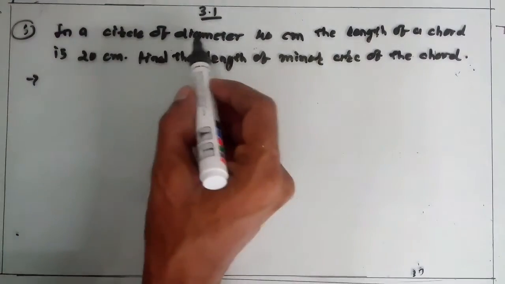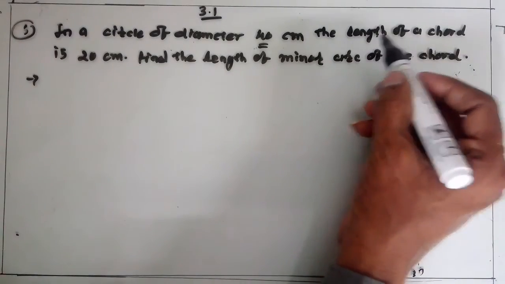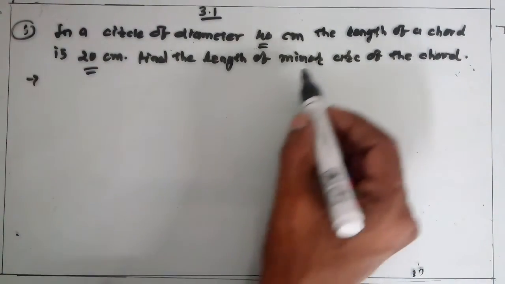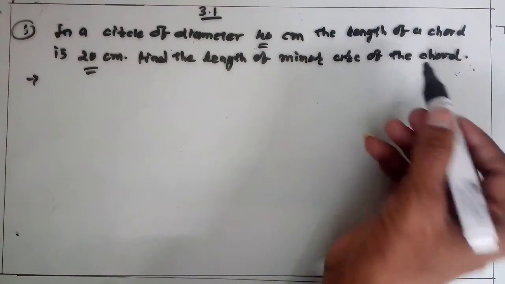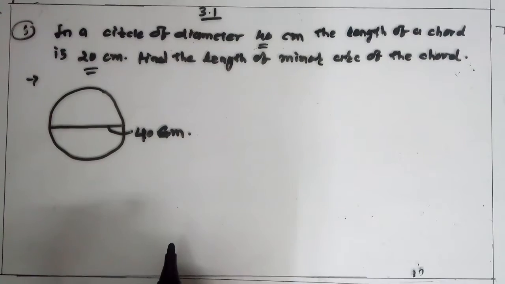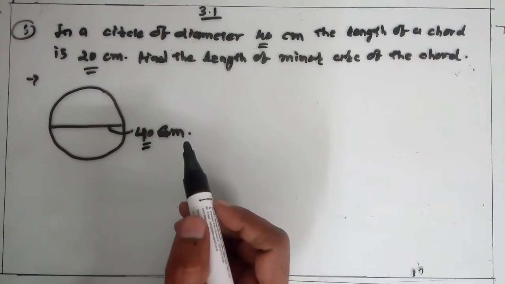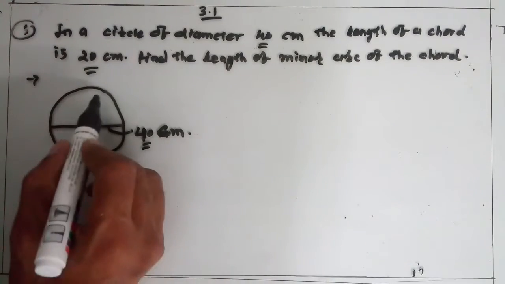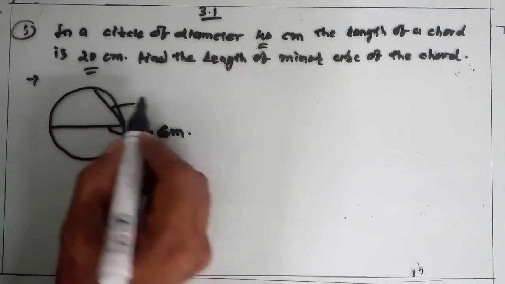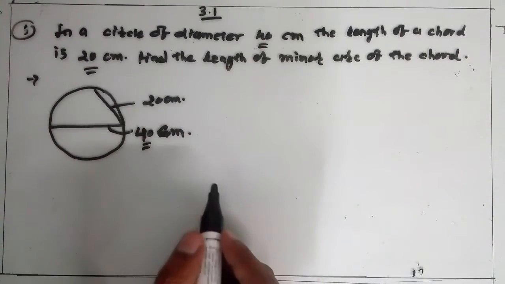Now question number 5. In a circle of diameter 40 cm, the length of a chord is 20 cm. Find the length of the minor arc of the chord. In a circle, length of diameter 40 centimeter is given, and length of chord is given 20 centimeter.